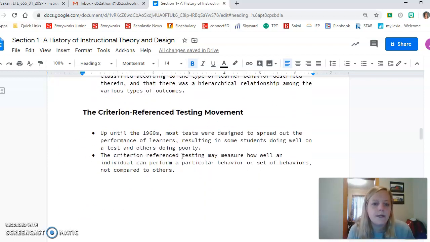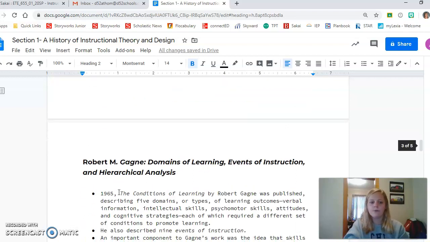As far as the criterion-referenced testing movement, this happened up until the 1960s, when most tests were designed to spread out the performance of learners, resulting in some students doing well and some doing poorly. So they introduced criterion-referenced testing, which measured how well an individual can perform a particular behavior or set of behaviors, and they weren't comparing it to others. So that was good.